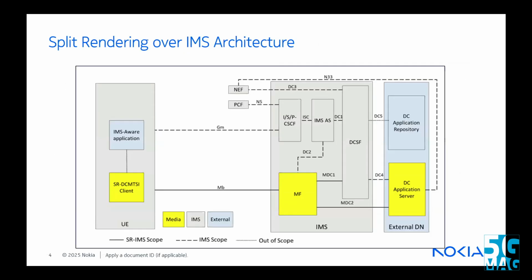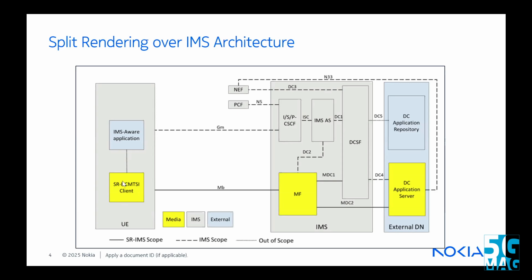So what we did in release 19 was to specify how to do split rendering over IMS DC, and for that this is the architecture. And this is your UE. And on this mobile, you have what is called an SRDC MTSI client. The DC MTSI client is basically a client that has multimedia telephony capability over IMS, but also has data channel capability. And the SRDC MTSI client is one such DC MTSI client that can enable split rendering.